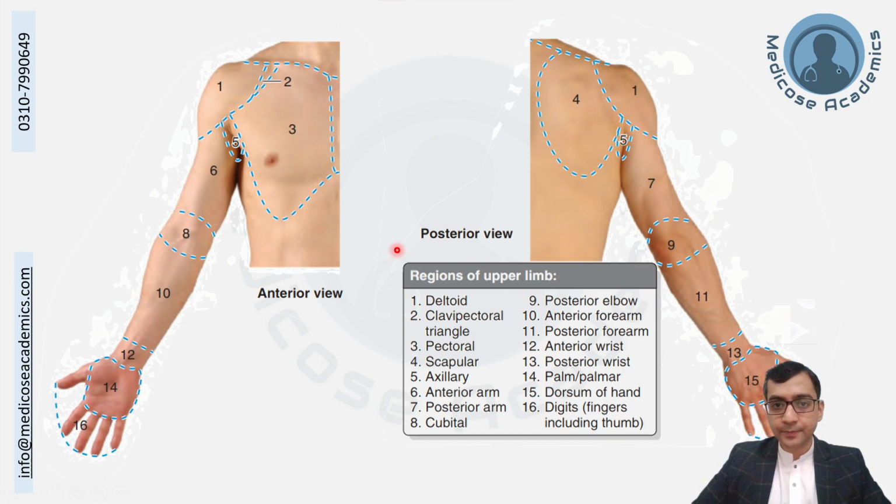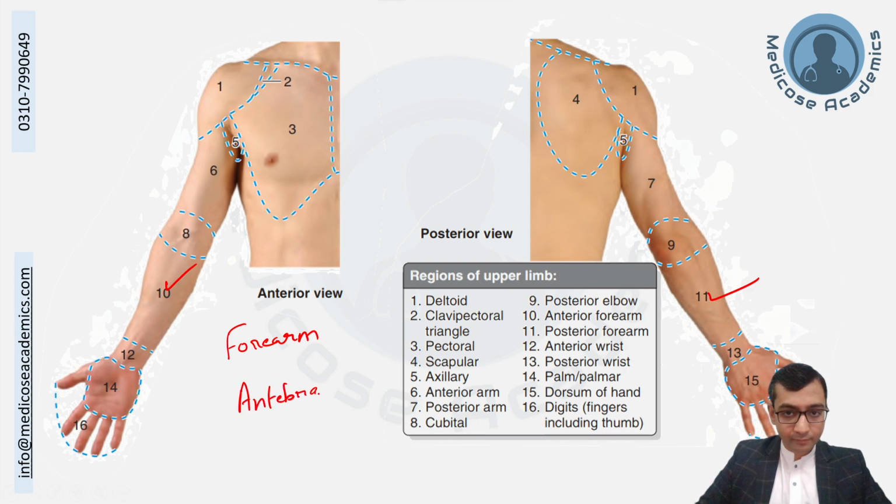So this is the elbow region, and this is the forearm between your elbow and your wrist joint. Here, numbers 10 and 11 are labeled the anterior and posterior aspects of the forearm. An alternate name that you will frequently see in anatomy is the antebrachium.